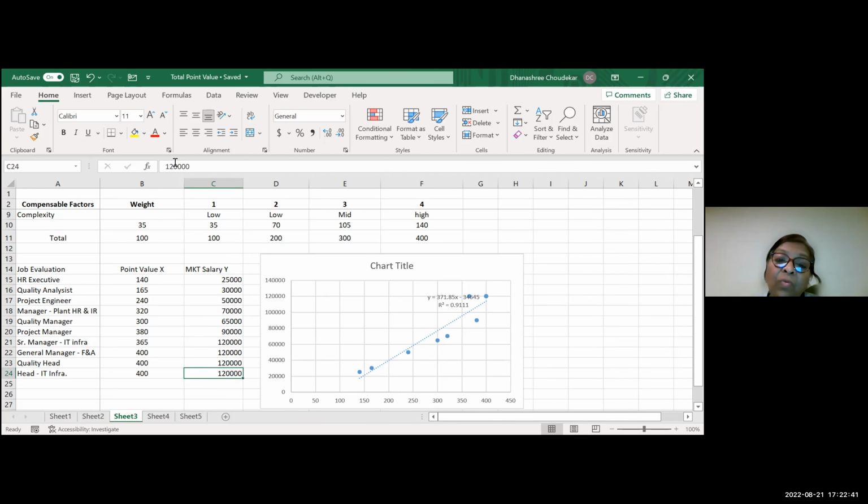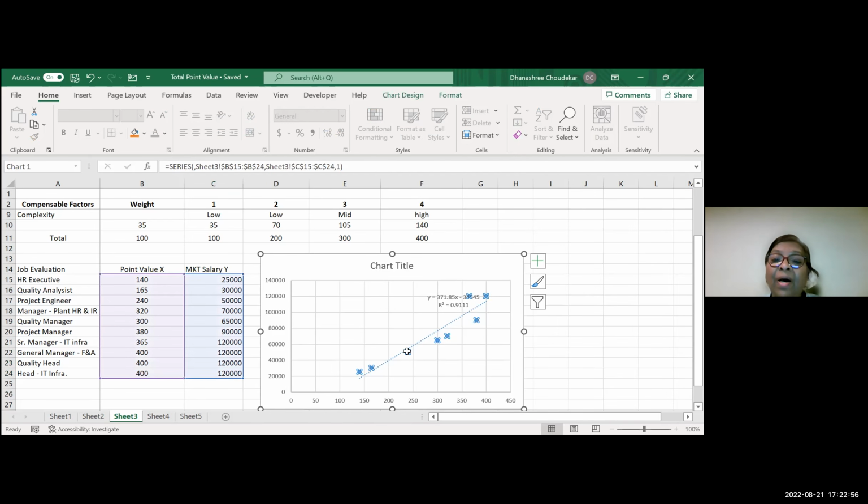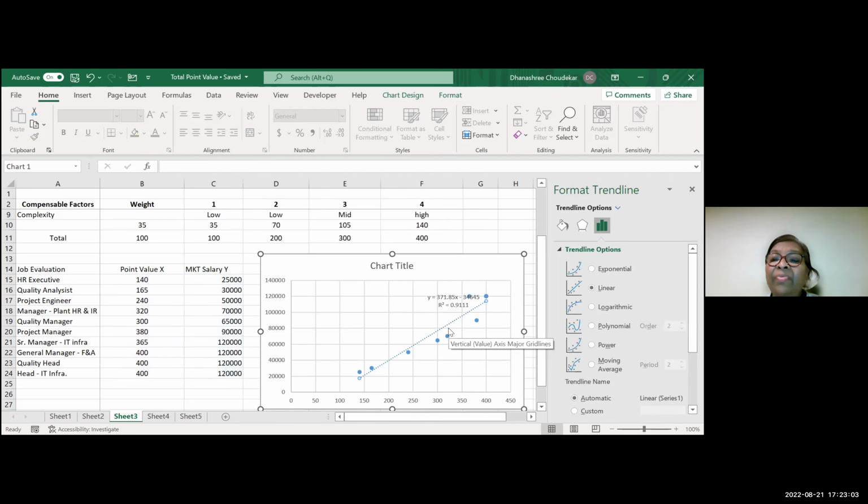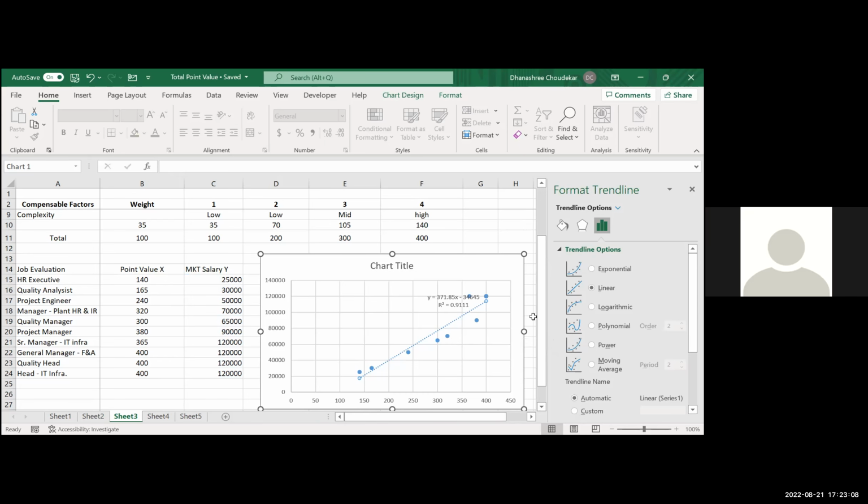Then I will say, I don't want to have a linear trend line like this. Rather, I will have something called exponential. Just click on this blue one job position and do a right click, then go to add trend line. Click on that. Then rather than linear, go to exponential. See, there is something called exponential there. First, click on that at the top. Yes, now you will see.